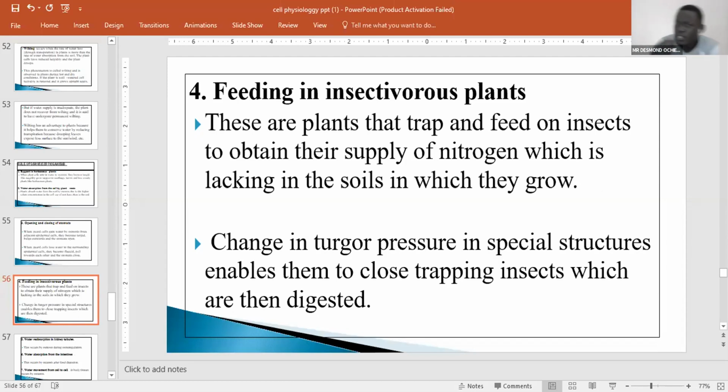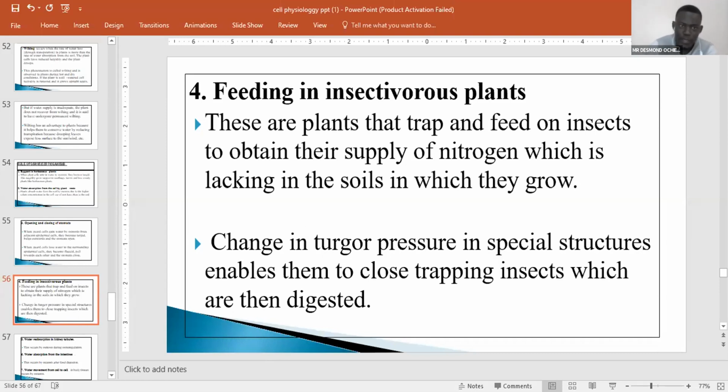So why do we call them insectivorous plants? Now, these insectivorous plants, they are plants that have got the ability to trap and feed on certain insects, where they are able to obtain nitrogen, which they use to manufacture proteins in them. So the reason why they trap and feed on these insects is so that they can acquire nitrogen, which is useful in the manufacture of proteins. Plants really need the proteins. So this group of plants, which we call the insectivorous plants, they obtain nitrogen by trapping and feeding on these insects. Okay? So how is osmosis as a factor now used here?